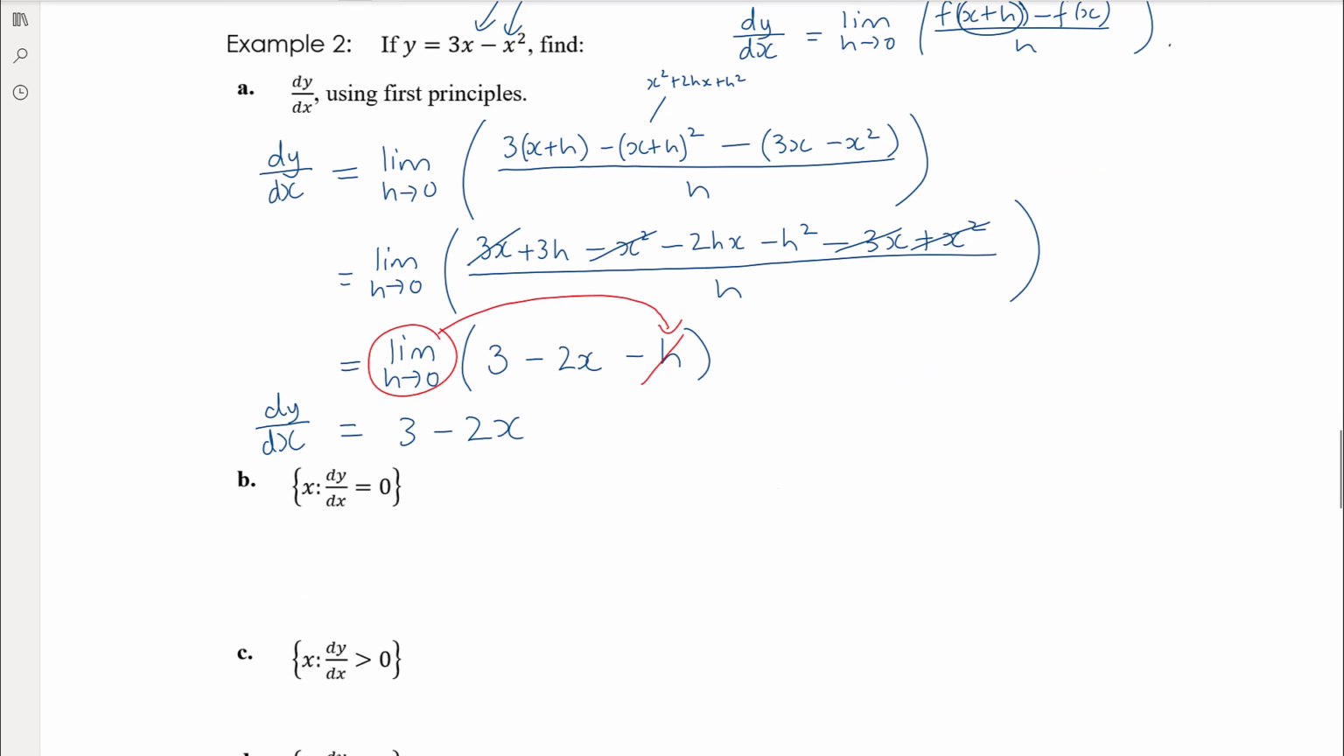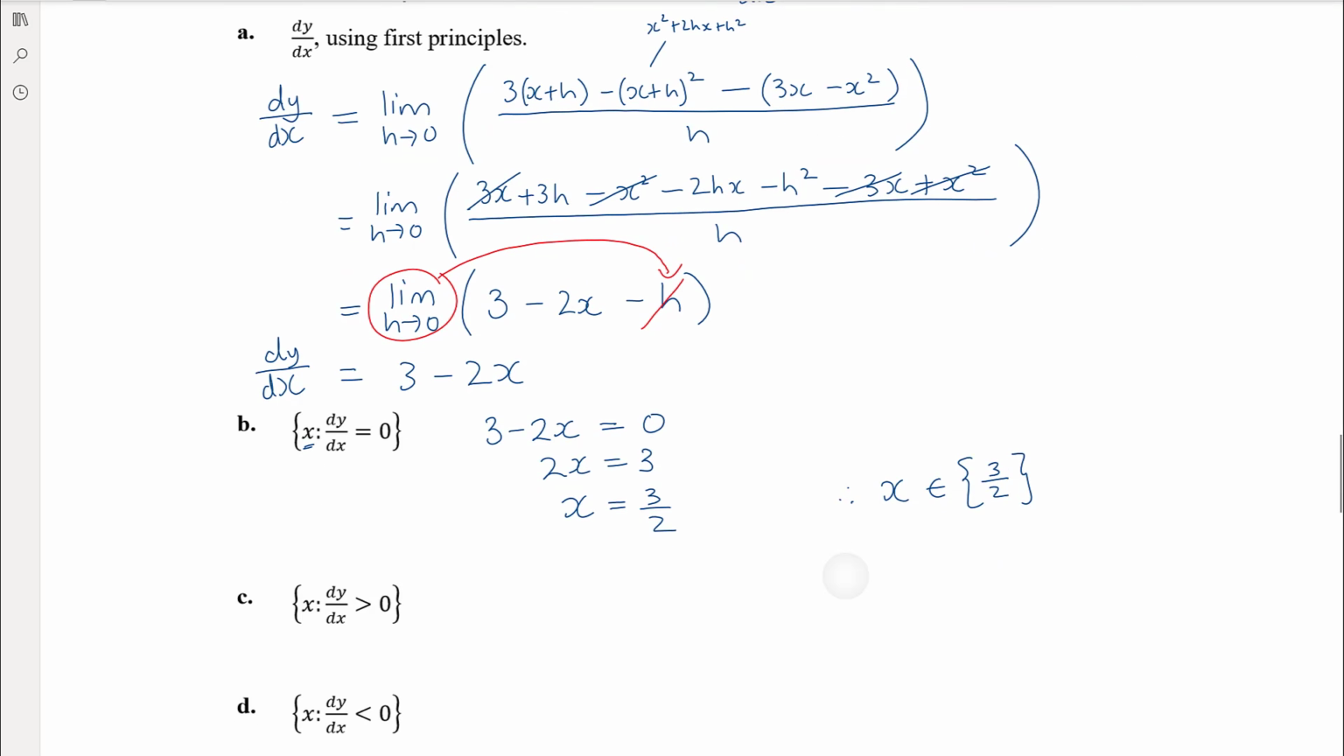Okay, part B, we want to calculate the set of x values where dy dx is equal to 0. Okay, so we've got dy dx in the previous line, so that means we want to know where 3 minus 2x is equal to 0. So that means 2x equals 3 and x equals 3 on 2. Technically we were asked for a set, so I'm going to answer as asked, so therefore x is an element of the set that contains just the one number, 3 on 2.